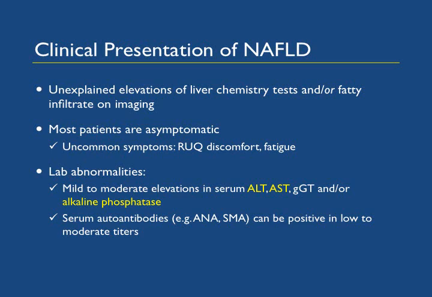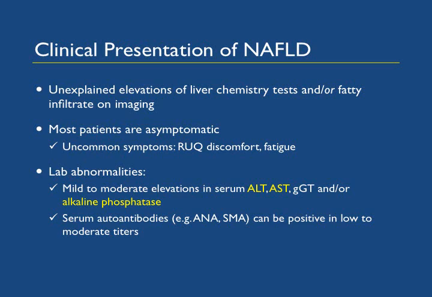Most patients are asymptomatic. Sometimes they may present with some right upper quadrant discomfort or fatigue, both of which are nonspecific. In terms of lab abnormalities, they tend to have mild, sometimes moderate elevations of serum ALT or AST. Another important feature is that some of these patients can have elevated alkaline phosphatase. So when you see an elevated alkaline phosphatase, even if it's isolated, you should think about NAFLD in your differential diagnosis.